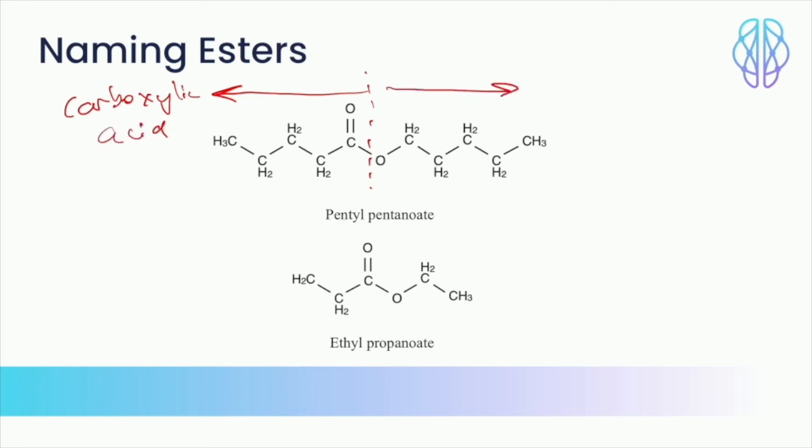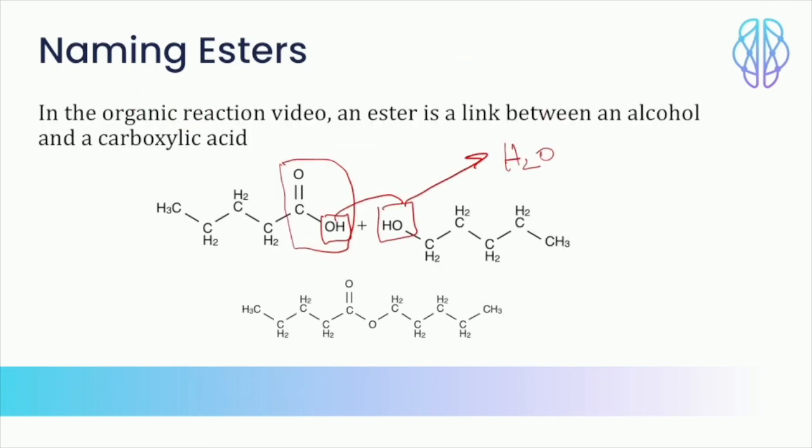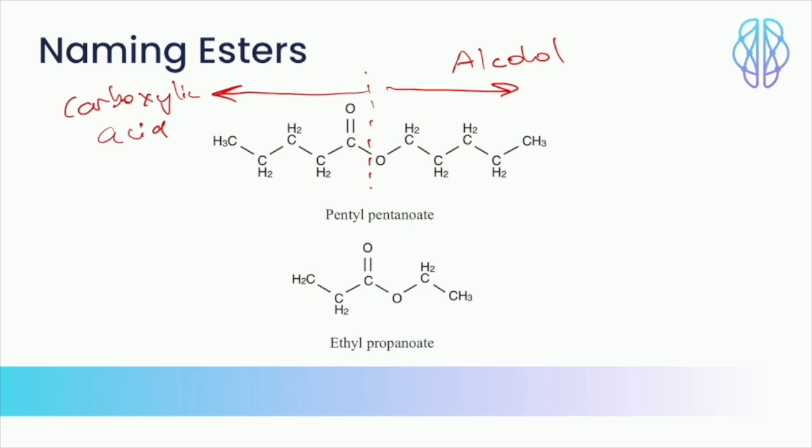Everything on the other side came from the alcohol. And if we go back, that kind of makes sense. Everything on this side came from the carboxylic acid, and everything on the other side came from the alcohol, as you can see clearly demonstrated here. Thus, you count the number of carbons in the carboxylic acid: 1, 2, 3, 4, 5, so this is 5. And the alcohol, 1, 2, 3, 4, 5, so this is 5. So this means it's a pent, this means it's a pent.